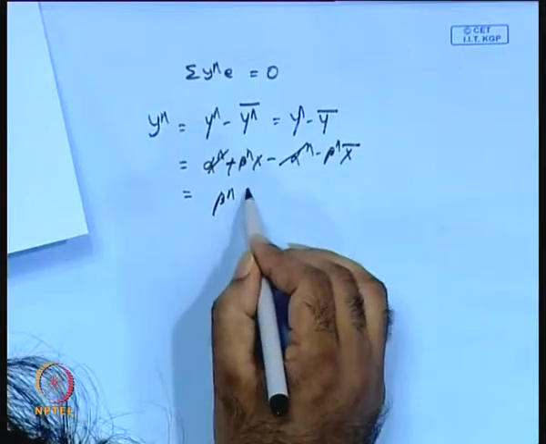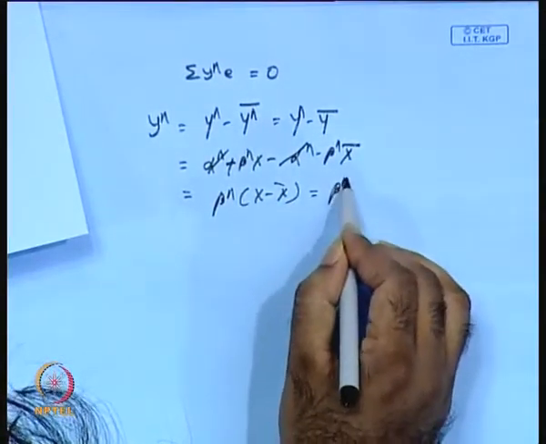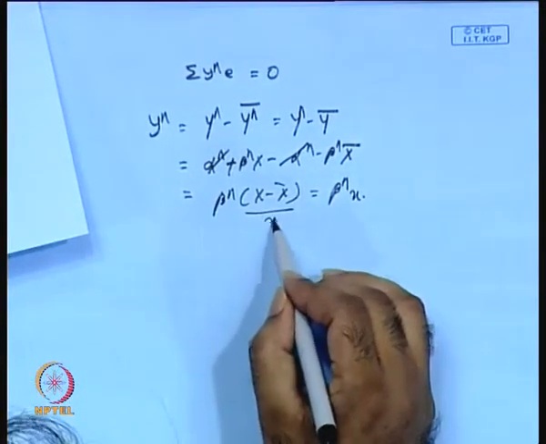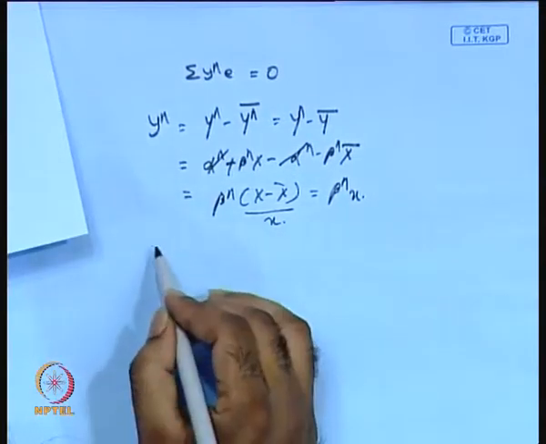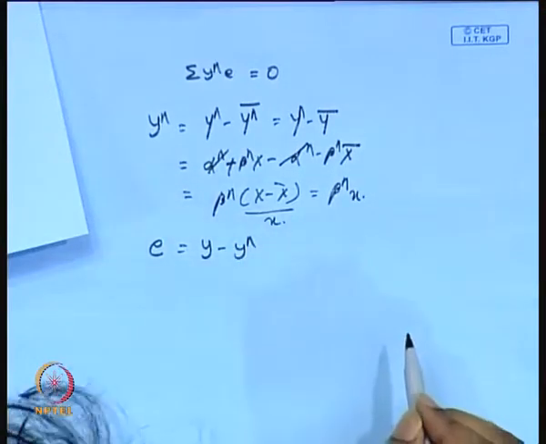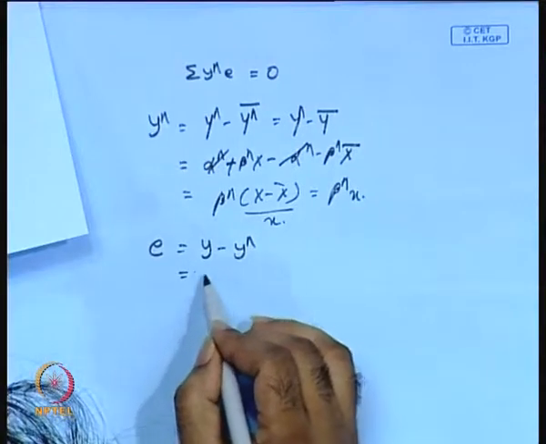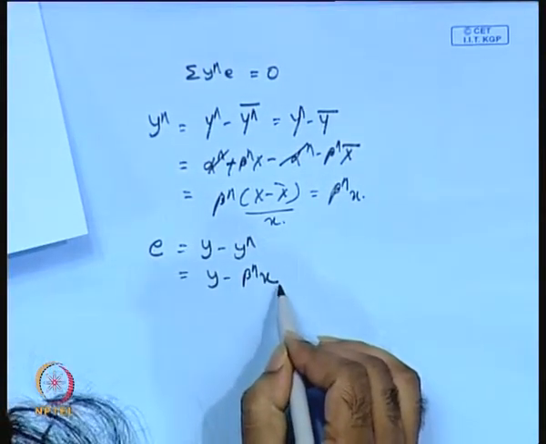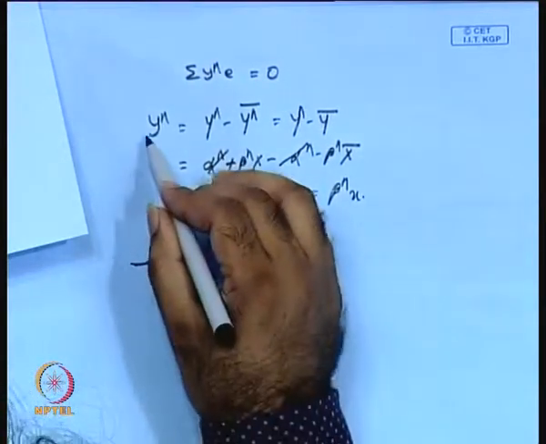So beta hat into x minus x bar is equal to beta hat into small x, which is what we call the deviation. That means this particular item is a small x. Okay, so this is one part of the problem. Then e equals y minus y hat, which is nothing but y minus beta hat xi. So now this is e and this is y hat.